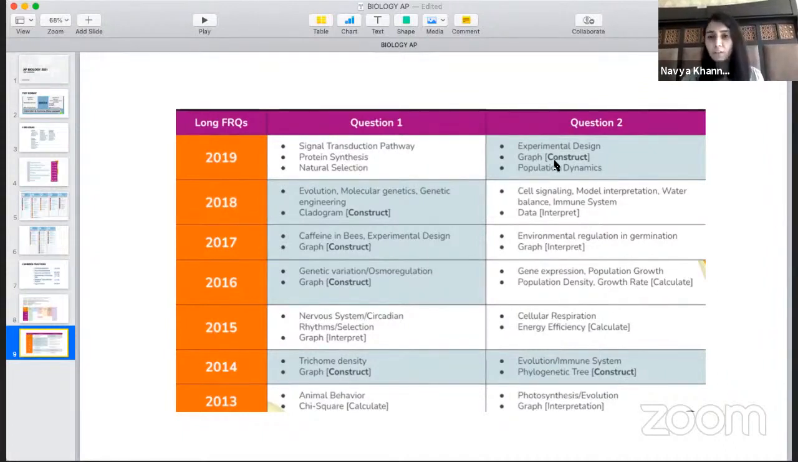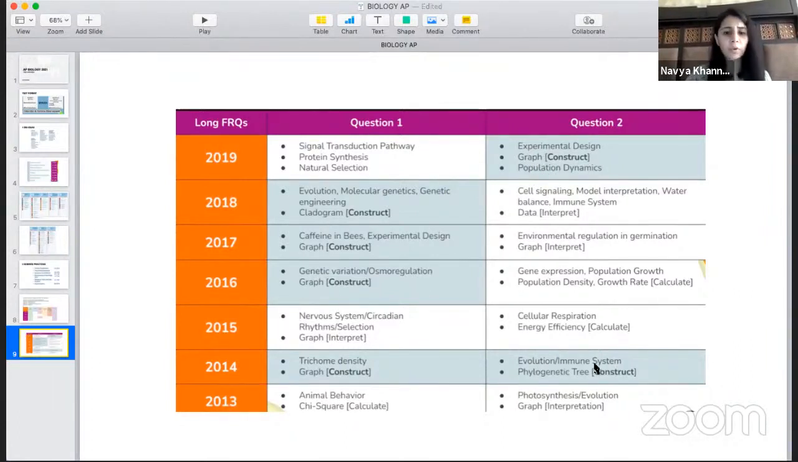Question 2 had a graph construct, so you had to interpret it, right? Earlier, when you talk about construct, right, that they've given here, you actually have to draw it. But in this time's exam, they're not going to ask you to draw it. So you'll just have to kind of interpret and give your readings and back up your findings with data and analysis. So question 2 had experimental design, graph and population dynamics, right?